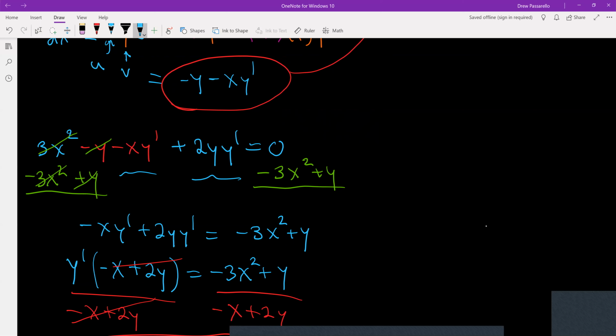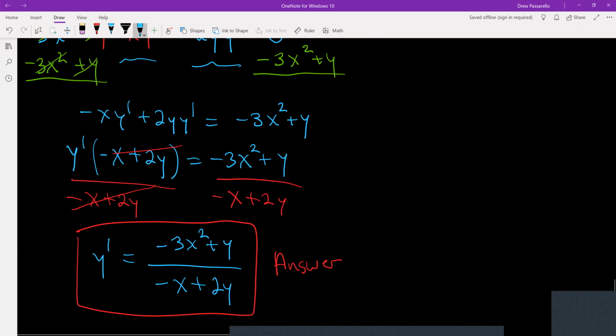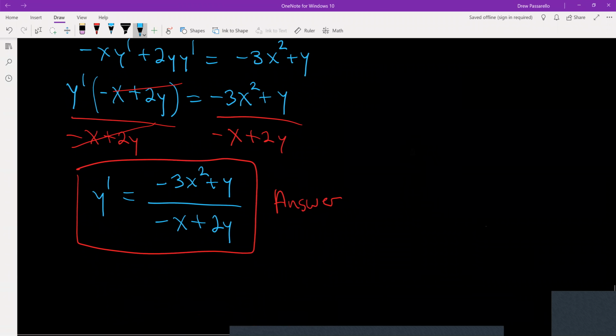So now I factored out a y prime. That gave me y prime times negative x plus 2y. Then I wanted y prime by itself, so I divided by the negative x plus 2y factor. That gave me negative 3x squared plus y over negative x plus 2y is equal to y prime, and that's going to be the derivative. All right, so that was that problem.